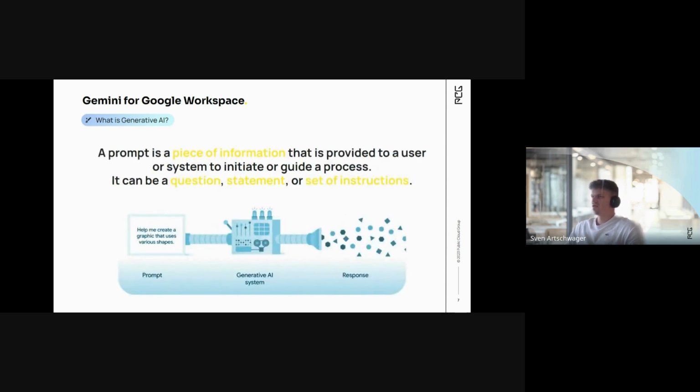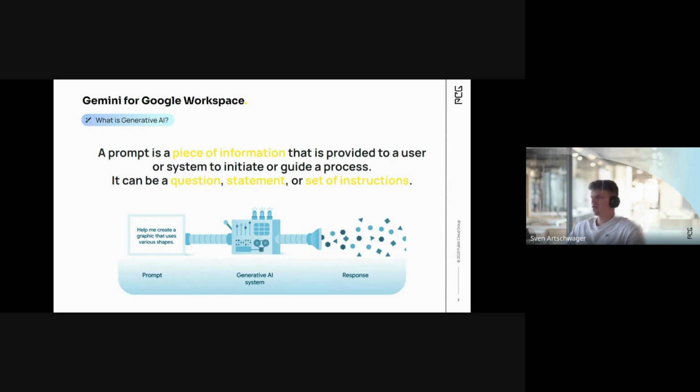So we come to the next question. What is a prompt? A prompt is a piece of information that is provided to a user or a system to initiate or guide a process. It can be a question, statement, or a set of instructions. The system takes your prompt and uses it to generate an output such as text, image, audio, or a video. The type of output that is generated depends on what your prompt requests and the capabilities of the system.